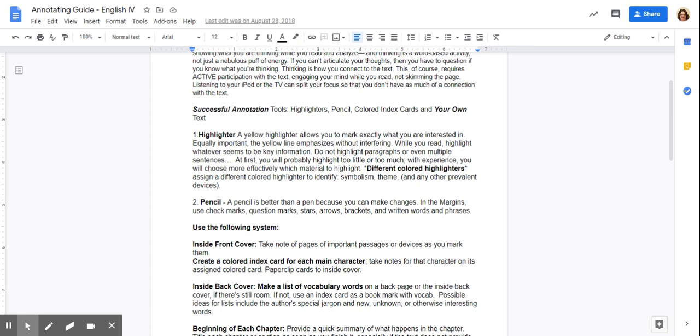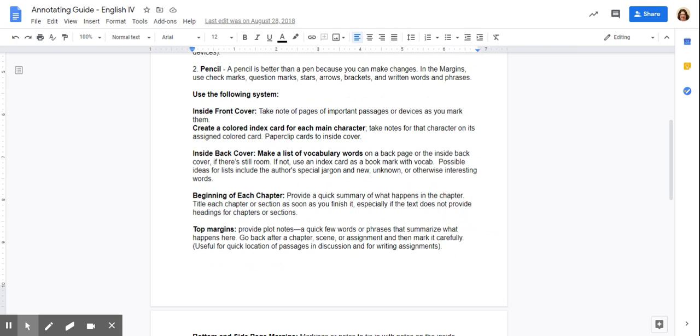You need to have some index cards. They don't have to be colored. And you need to have pen or pencil, obviously. And then whatever else you feel like you need. If you want to use sticky notes, or other types of tabs or bookmarks, or anything else that you feel like you need that's going to help you.